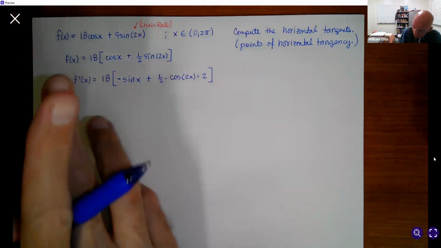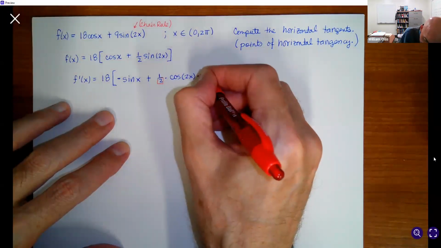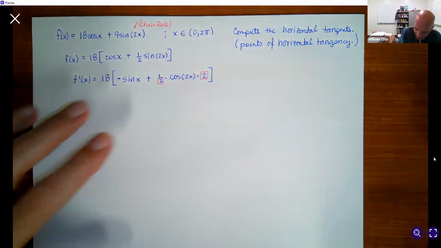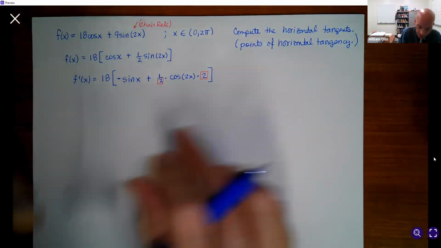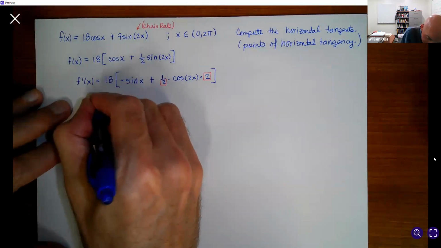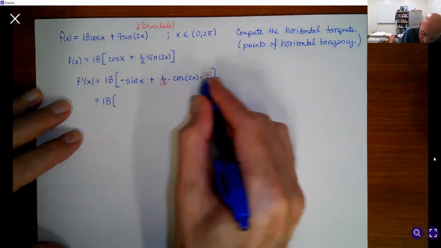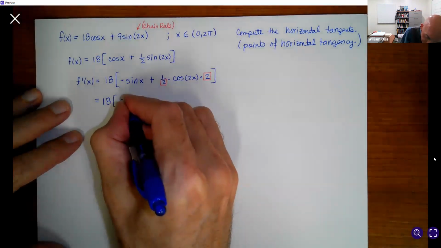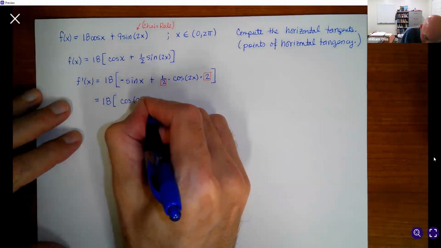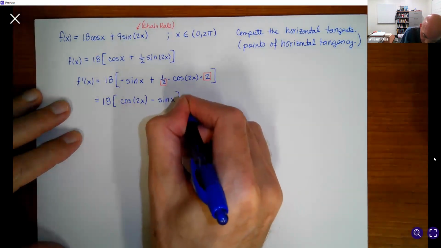Now notice, because I factored initially, the 1/2 and the 2 absorbed. And even if they didn't, it's not going to change the answer. You just have to do a little bit more arithmetic. Now, let's write what we have. So we have 18. And notice here, we've got cosine 2x minus sine x. And so we want to figure out if we have any horizontal tangents.